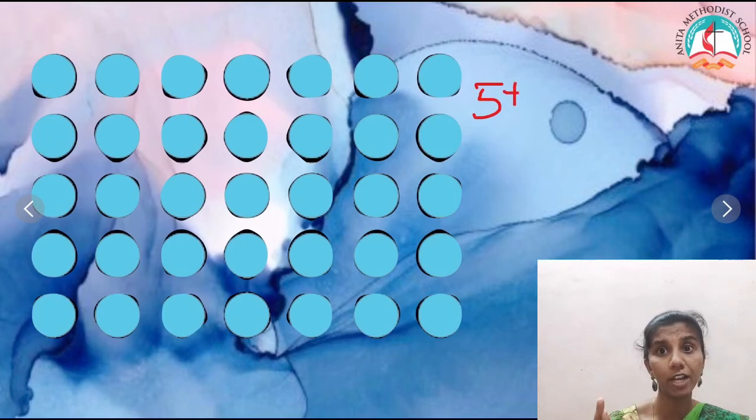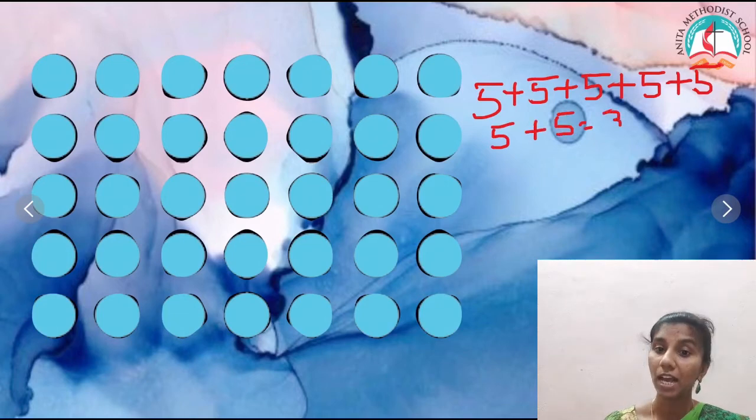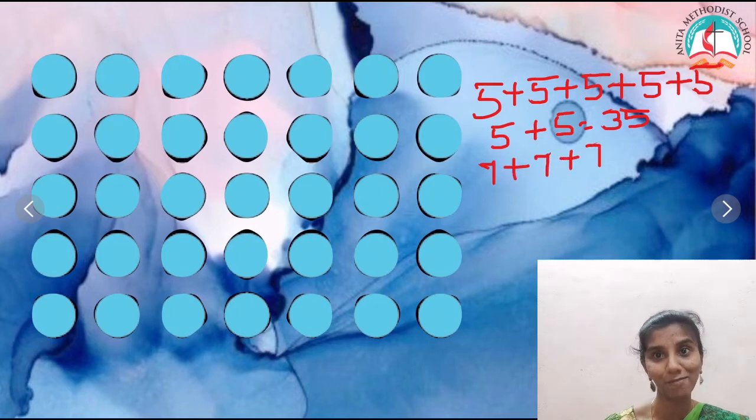5, you have to write 7 times. So we'll get 35. 5 plus 5 plus 5 plus 5 plus 5 plus 5 plus 5, so equal to 35. Otherwise we can write 7 plus 7 plus 7 plus 7 plus 7 equal to 35. Easily, how can we write? 5 into 7 equal to 35.